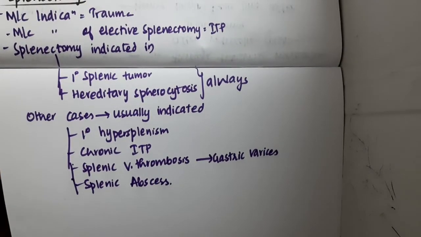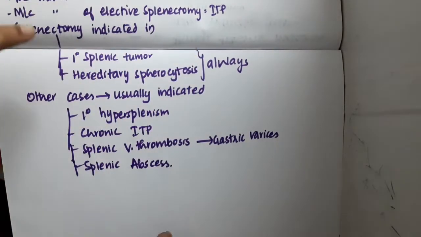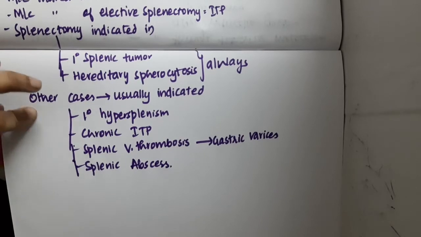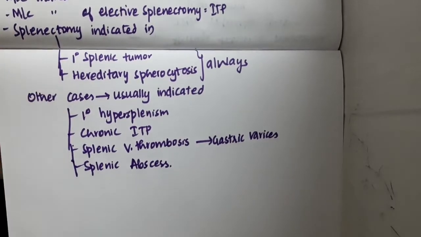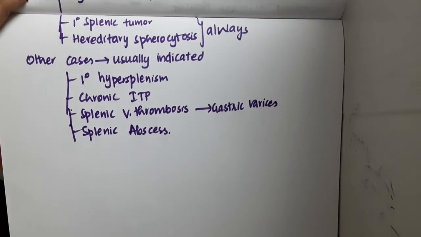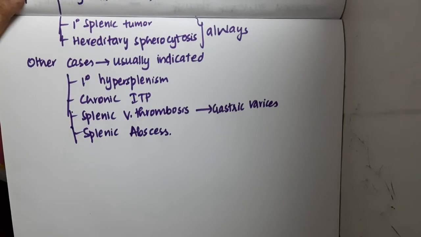So it is usually indicated in trauma. It is always indicated in primary splenic tumor and hereditary spherocytosis. It is usually indicated in primary hypersplenism, chronic idiopathic thrombocytopenic purpura, splenic vein thrombosis and splenic abscess. So this is about splenectomy.